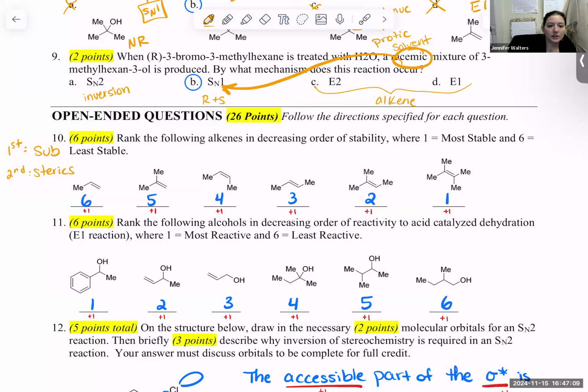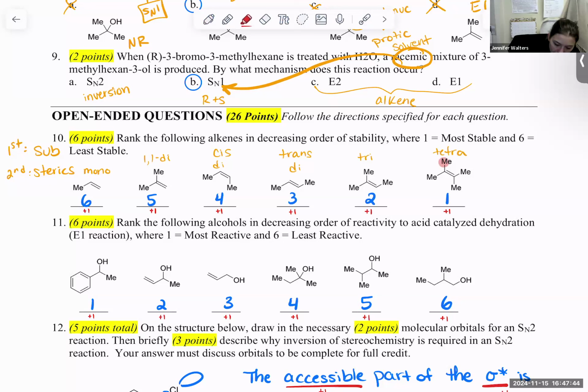And then within the substitution patterns, your trans will be more stable than cis, which is more stable than 1,1 disubstituted, and E is going to be more stable than Z. So when I look at this, the first one is monosubstituted. Next one is a 1,1 disubstituted. Next one is cis disubstituted, followed by trans disubstituted, then my trisubstituted, then my tetrasubstituted.